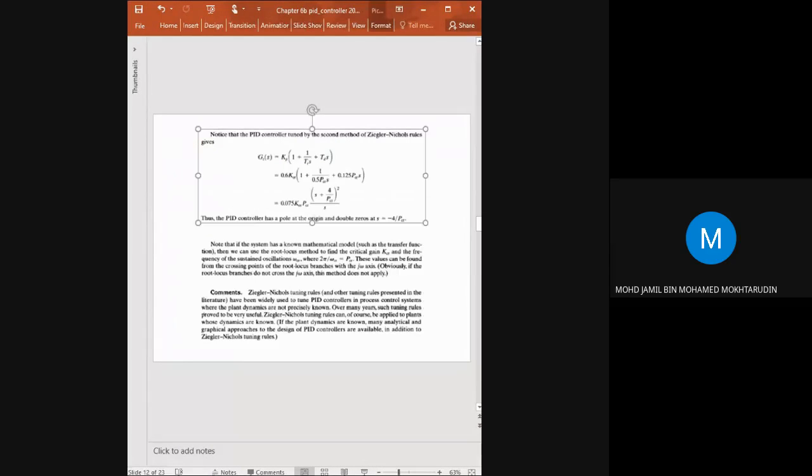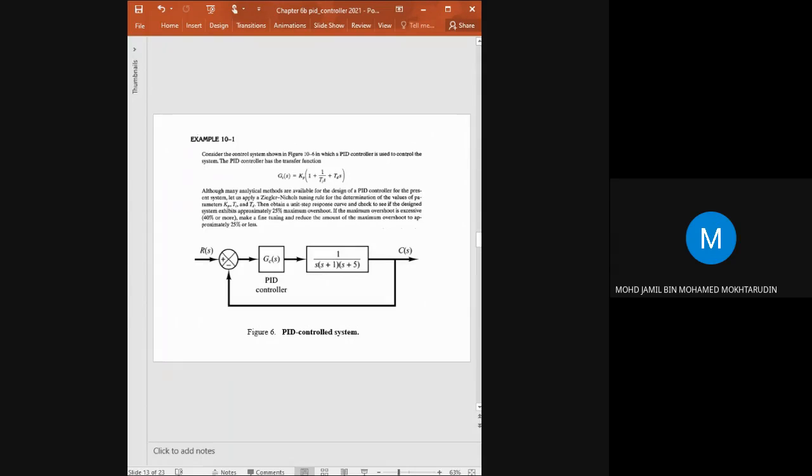Okay, so this is the same equation for the transfer function of PID. You just substitute Kp, Ti, and Td with the values from the table, and you simplify. Thus the PID controller has a pole at the origin and double zeros at S equals -4 over PCR. Okay, you can read this one yourself.